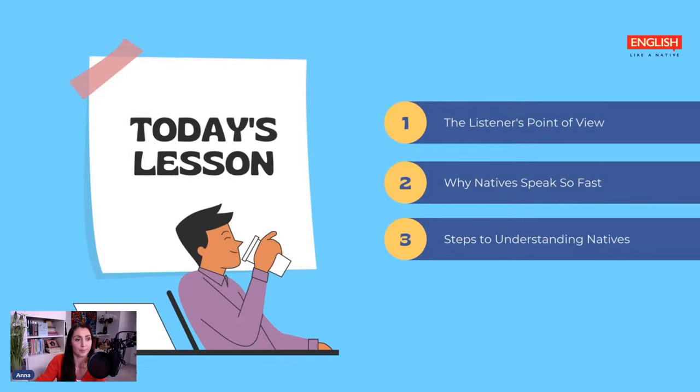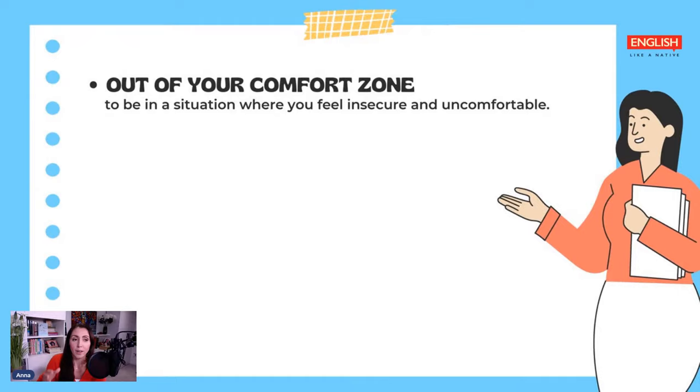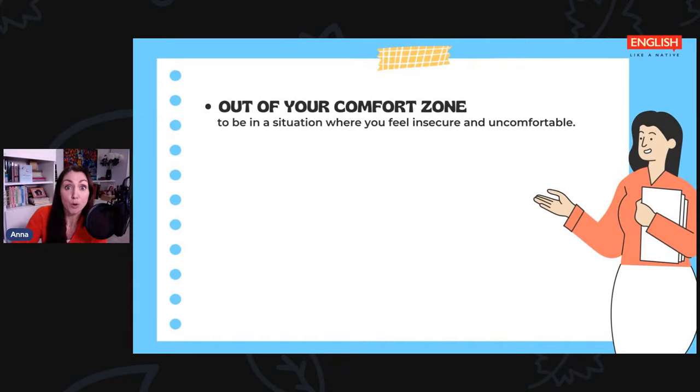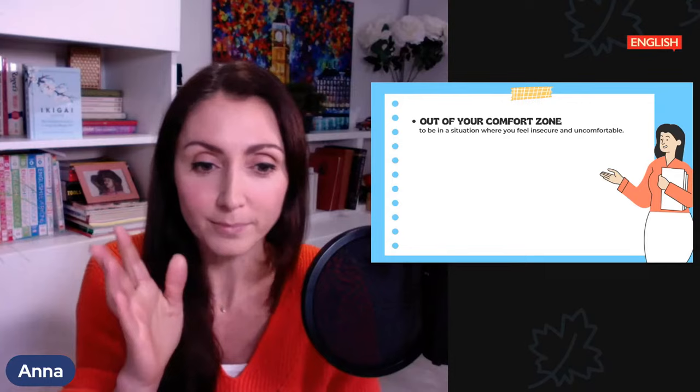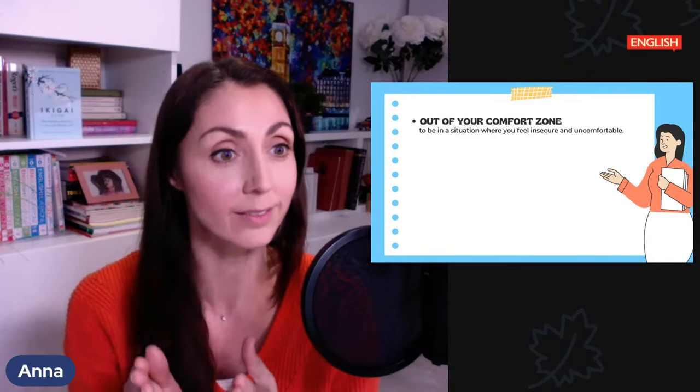So imagine you're having a discussion with a native speaker. Now, if you've clicked on this video, it's probably because you find native speakers hard to understand. And when you are speaking to a native, you probably feel like you are out of your comfort zone. Have you heard the phrase comfort zone before? So your comfort zone is another word for an area, a specific area. And your comfort zone is the area in which you feel safe and comfortable.